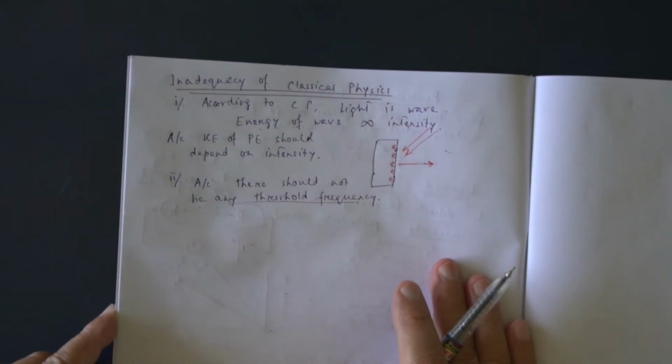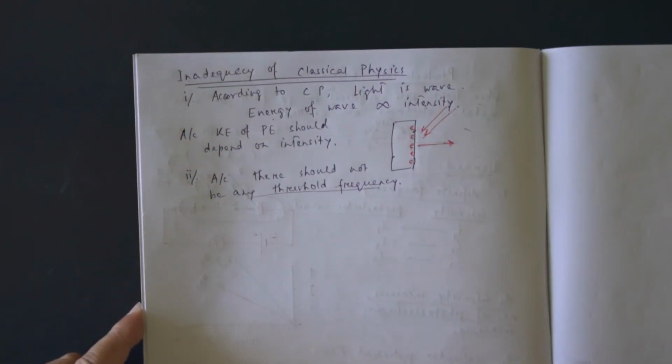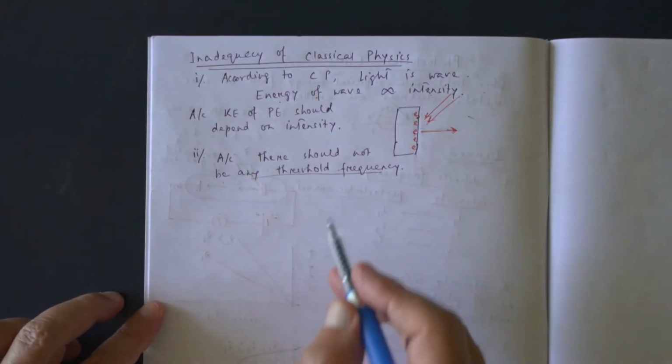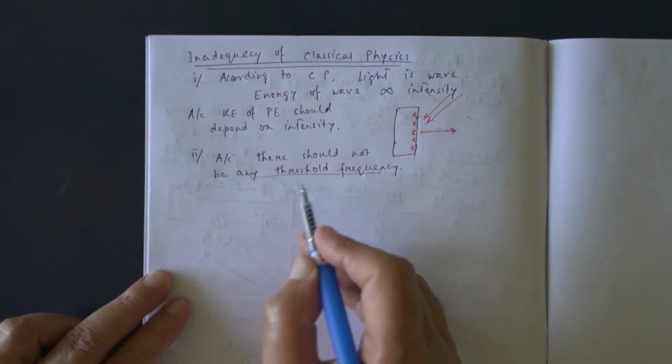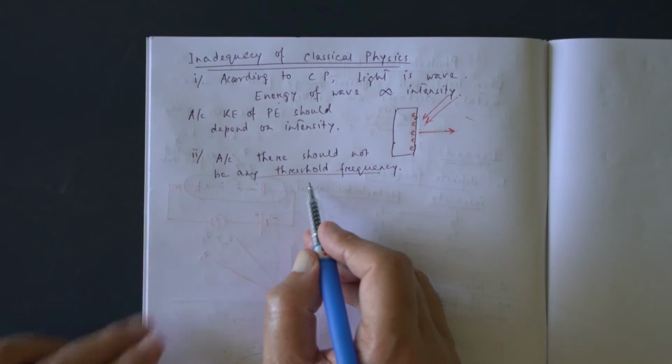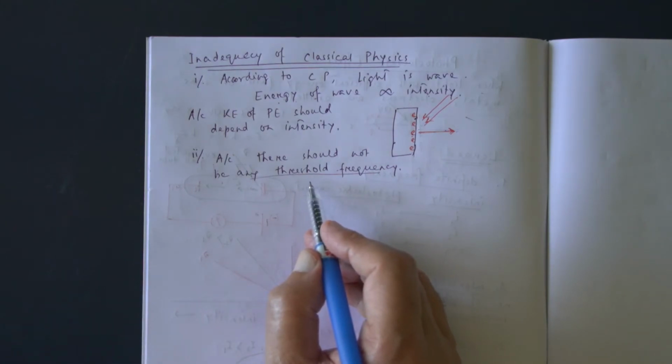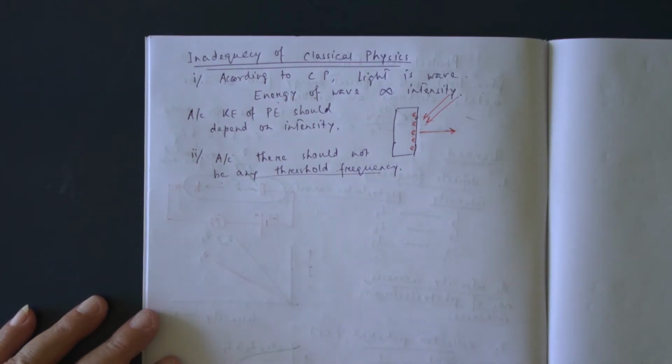According to classical physics there should not be a threshold frequency, but practically we find that there is a threshold frequency below which no photoelectron is emitted, whatever the intensity of the radiation may be.